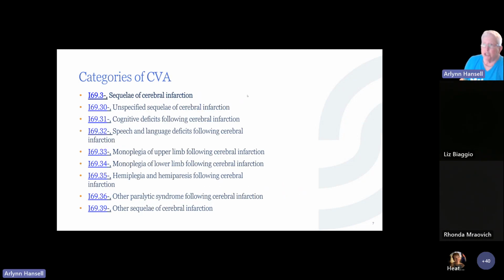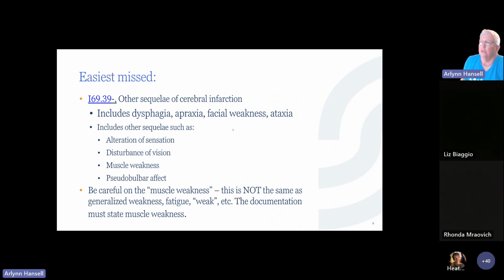This again is part of that cheat sheet, just your categories of CVA. So you have your unspecified, then your cognitive, speech and language, your monoplegias, your hemiplegias, other paralytic syndrome. I think in my whole career, I've coded that once. And then that catch-all, which actually encompasses a lot, is I69.39, other sequela of cerebral infarction. So the easiest missed, coming from that last one, this other group has your dysphasias, apraxias, facial weakness, ataxias, other things like alteration of sensation. You might see that in the H&P and not realize that it goes with your stroke, and there's actually a code for that.